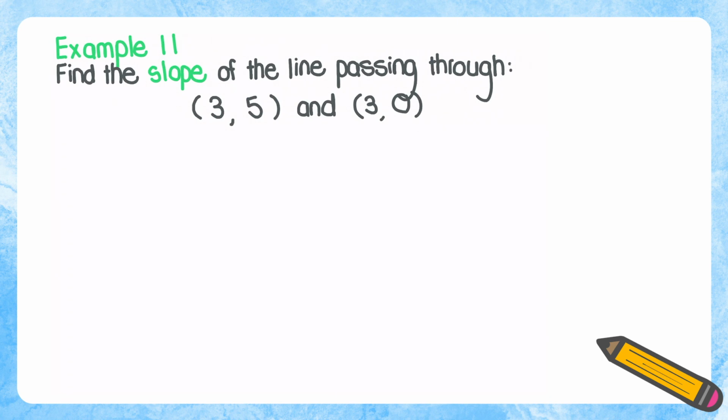And for our final example, let's find the slope of the line passing through 3, 5 and 3, 0. Let's label each part. So we have x sub 1, y sub 1, and then x sub 2, y sub 2. X sub 1 equals 3, y sub 1 equals 5. X sub 2 also 3, and y sub 2 equals 0.